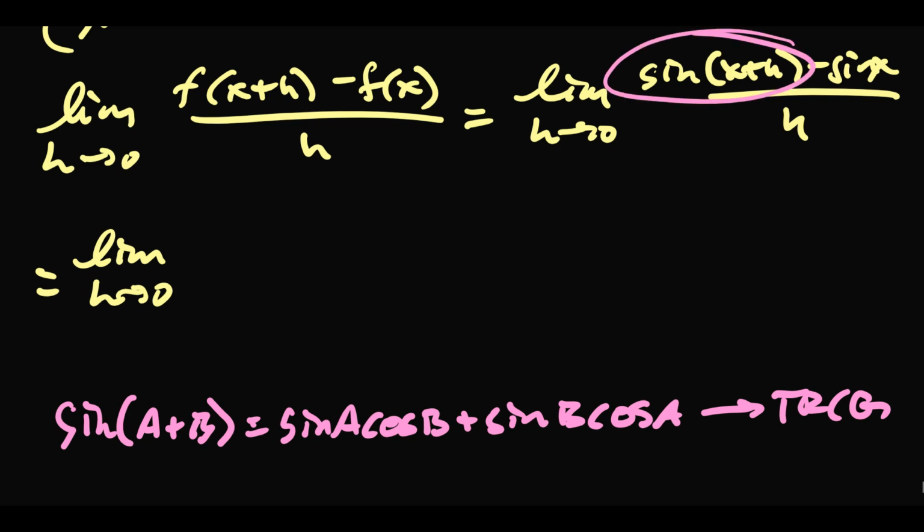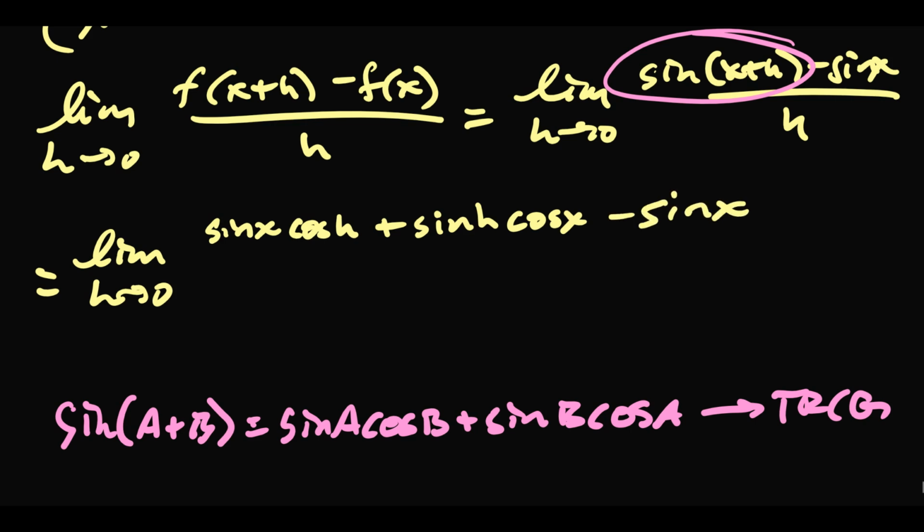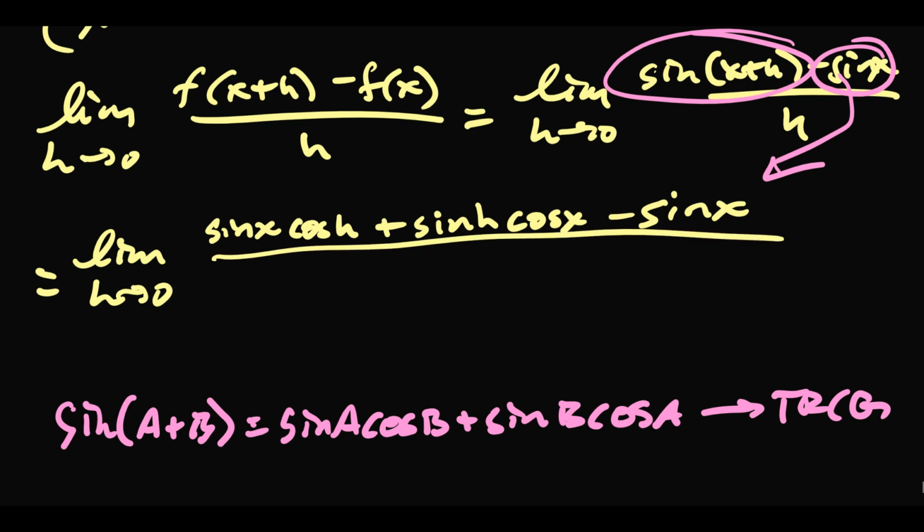All right, so this is going to be sine of x cosine of h plus sine of h cosine of x minus the sine of x. The minus sine of x comes from this piece right there. So then this is all over h.